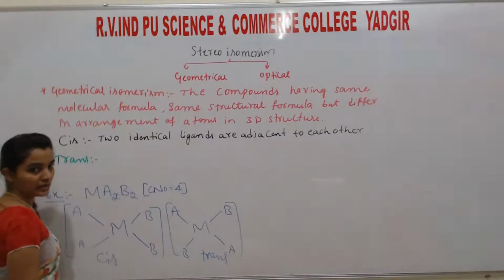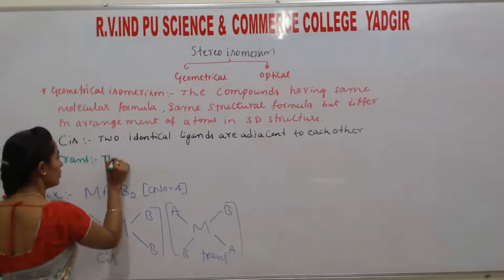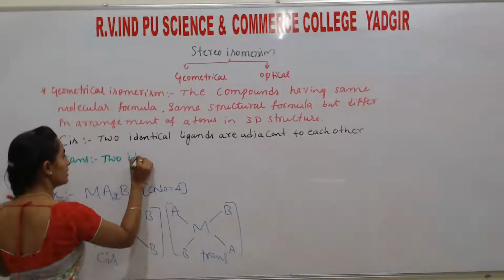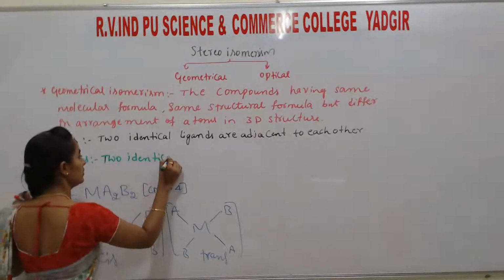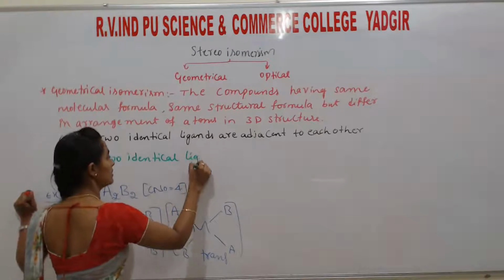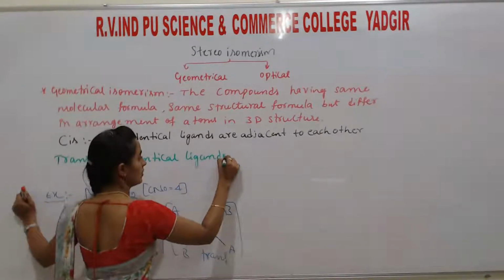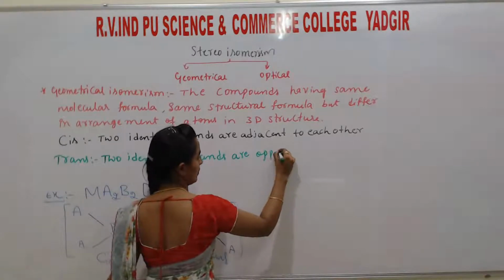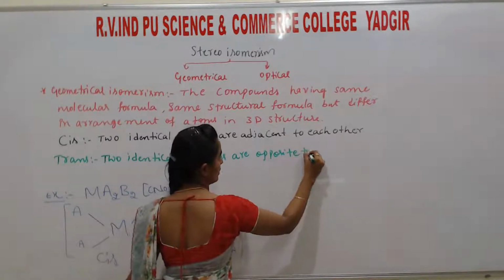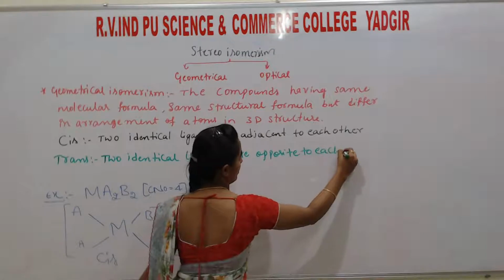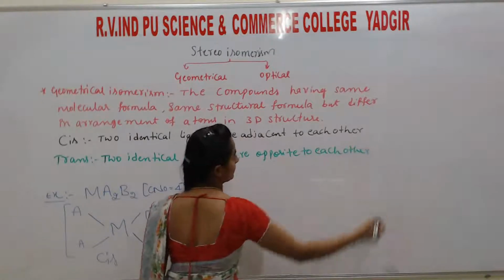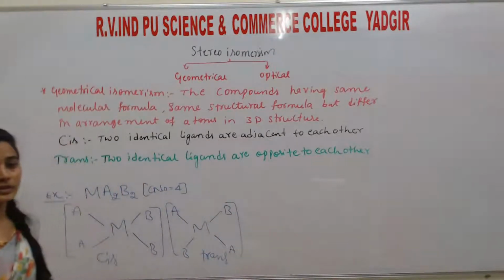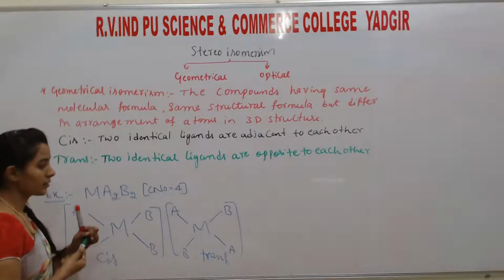What is trans? Two identical ligands are opposite to each other. That is called trans isomers.